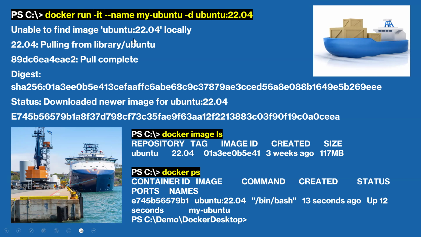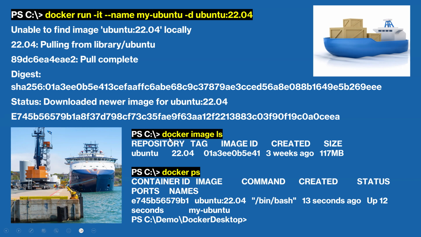So then it says unable to find image. It does not find it locally, so therefore it's pulling from the library Ubuntu. And it is going to download it from the base images of Ubuntu, and the version is 22.04. So the pull completed, and then here's the digest, the SHA-256 hash code, and then the status: downloaded newer image for Ubuntu 22.04. And here's another hash code, the image ID.